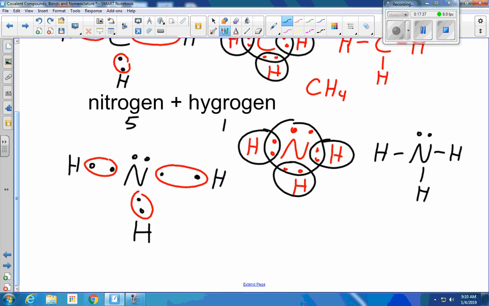The structure is going to look like that. The formula is NH3. Now, this is ammonia, NH3. That's the common name for it. Now, as I said, we're not going to dwell too much on the drawing parts of this, but I do have a worksheet for it. I do want to get to the naming part today, though.